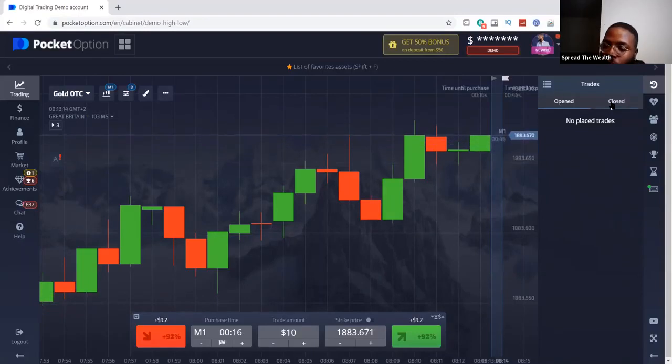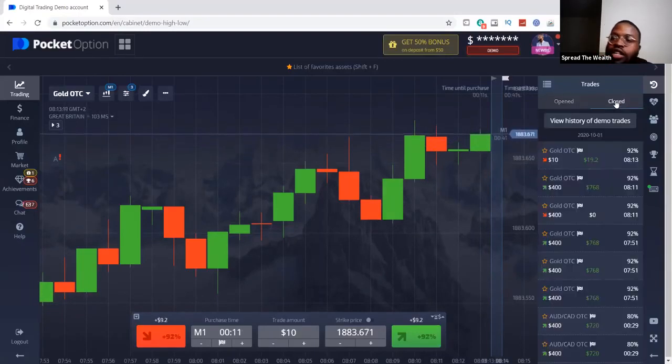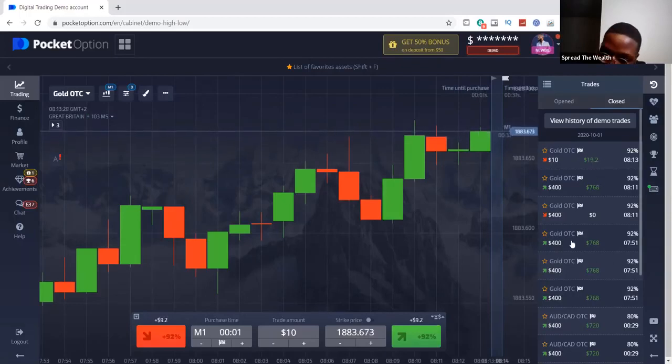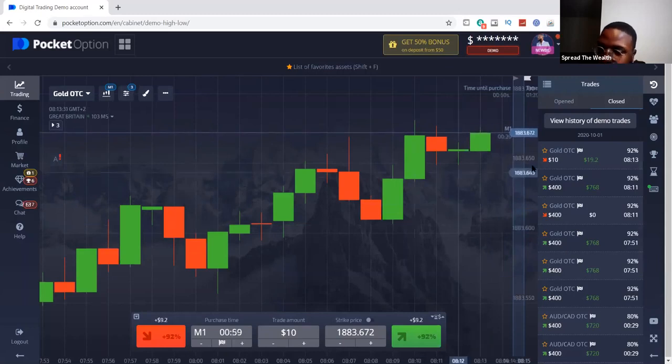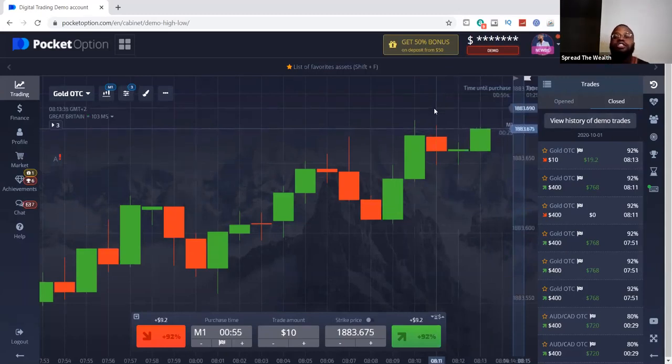Now that it's closed out and I've either won or lost that trade, however you guys are looking at it, all I have to do is click on close, and you will see exactly how many trades you have won or lost during that process. So guys, that sums it up for today's session.